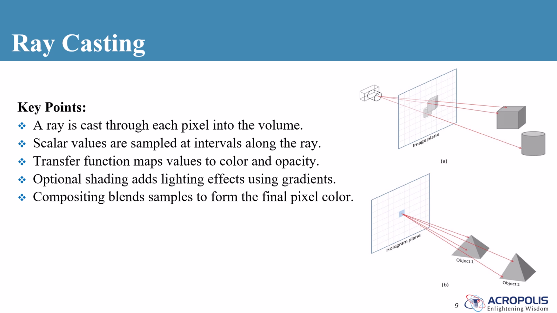So some key points regarding ray casting. A ray is cast through each pixel into the volume. See here, another diagram is shown where the ray is passed through each pixel. Scalar values are sampled at intervals along the ray. The transfer function maps values to color and opacity. Optional shading adds lighting effects using gradients. Compositing blends samples to form the final pixel image.